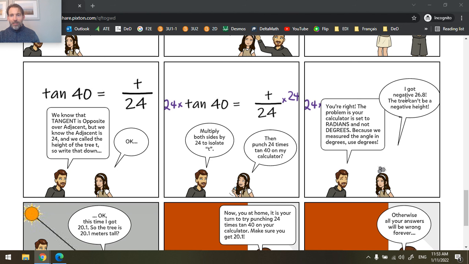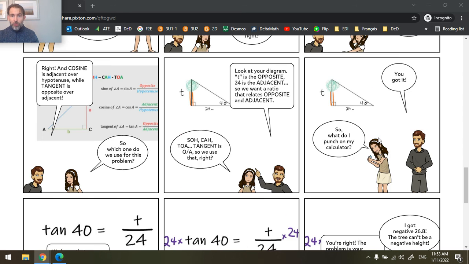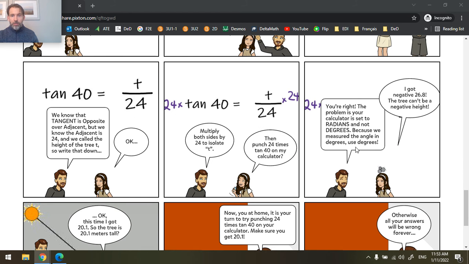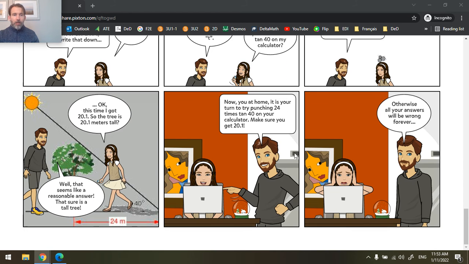Wait, I got negative 26.8, the student says. The tree can't have a negative height. And then I said, you're right. The problem is your calculator is set to radians and not degrees. Because we're measuring this angle in degrees, you should have your calculator set to degrees.